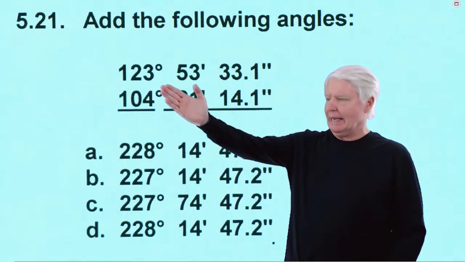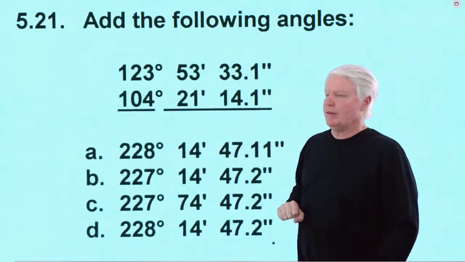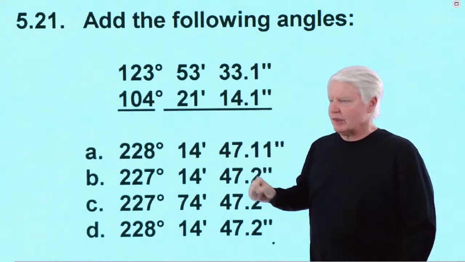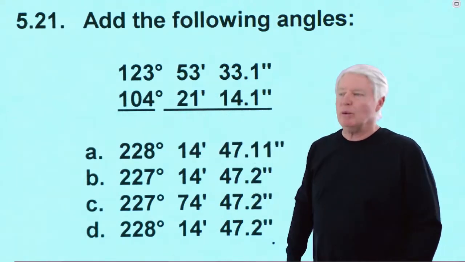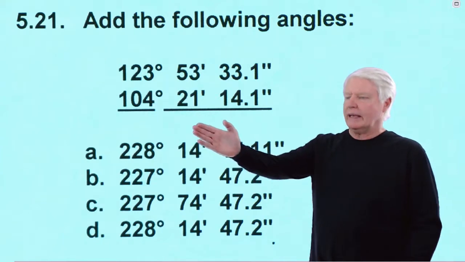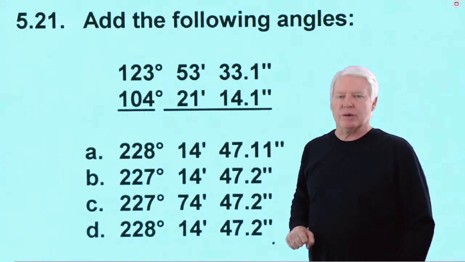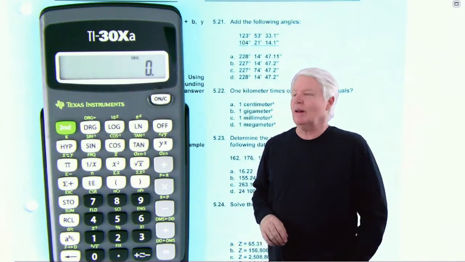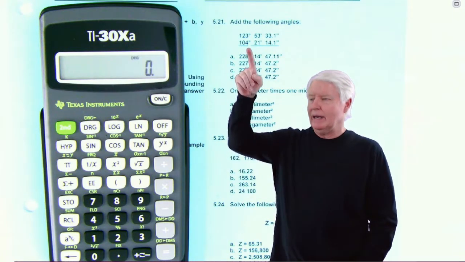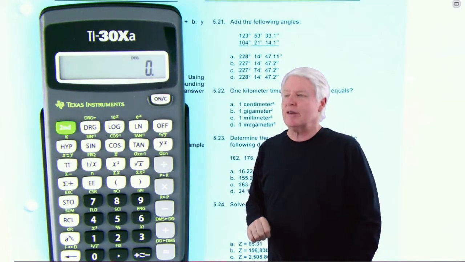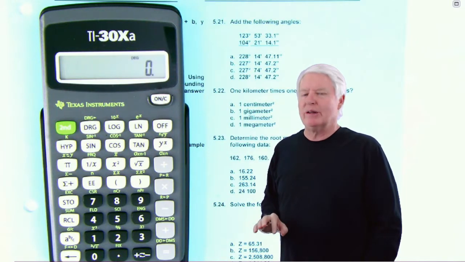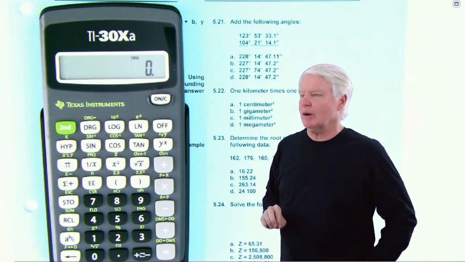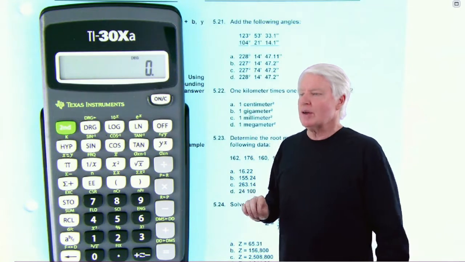Add the following angles: 123 degrees, 53 minutes, 33.1 seconds, plus 104 degrees, 21 minutes, 14.1 seconds. So we'll go get the calculator and we'll work through this one. All right, here we are at the calculator. I'm going to enter in 123 degrees, 53 minutes, 33 seconds. It won't put 33.1, so I'm going to have to add those in after I'm finished. So let's go ahead and do that.